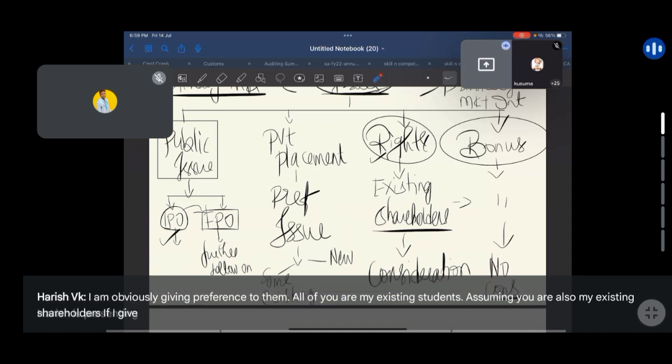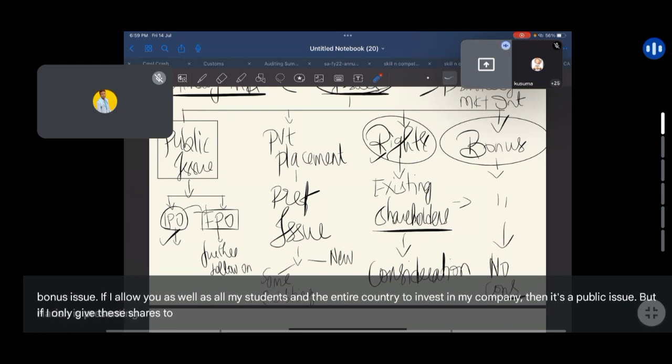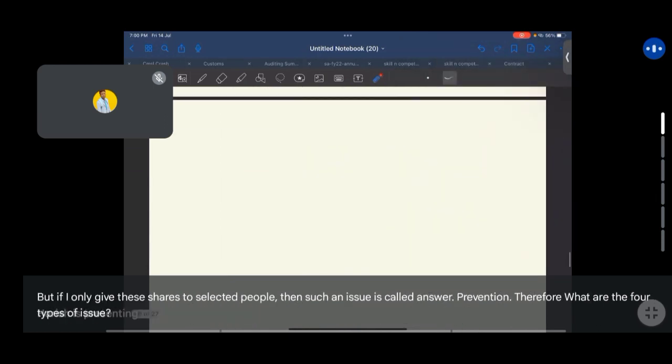If I give all of you the option to invest in my company, then it's a rights issue. If I give all of you free shares, then it's a bonus issue. If I allow you as well as all my students and the entire country to invest in my company, then it's a public issue. But if I only give these shares to selected people, then such an issue is called a preferential issue.